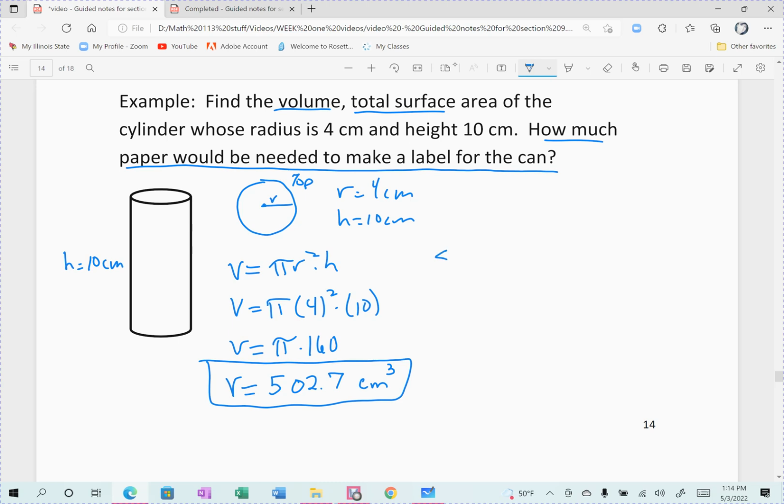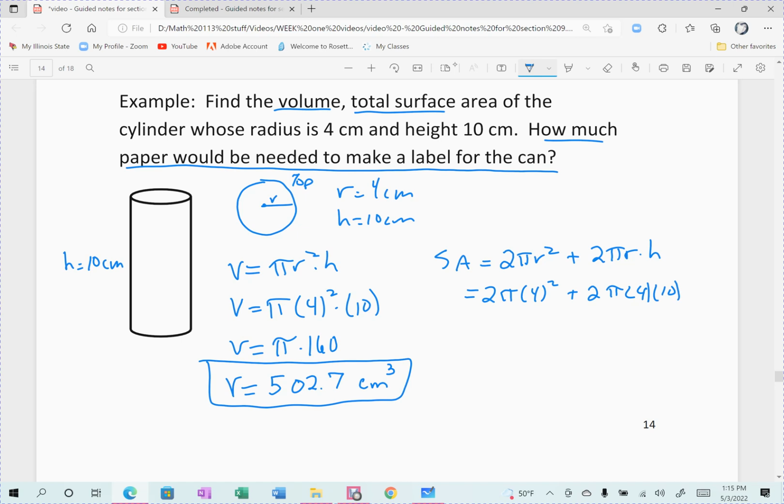All right, surface area. Remember, surface area is the area of the two circles, the top and the bottom circle, so it'd be 2 pi r squared, plus the rectangular area, which ends up being the side, which is 2 pi r times h. That's the circumference of the circle times the height. You don't just need to know the formula, but how to plug it in. So 2 times my 4 squared, 2 times 4 times 10.